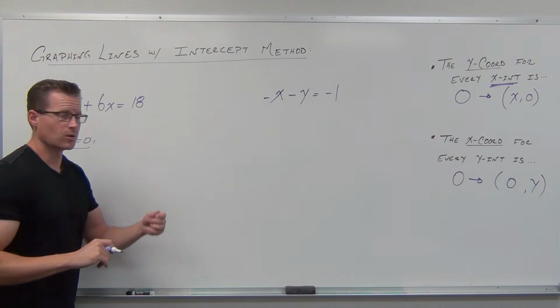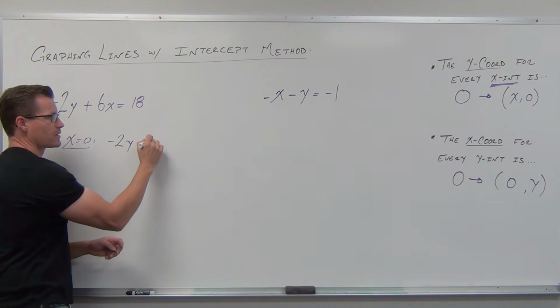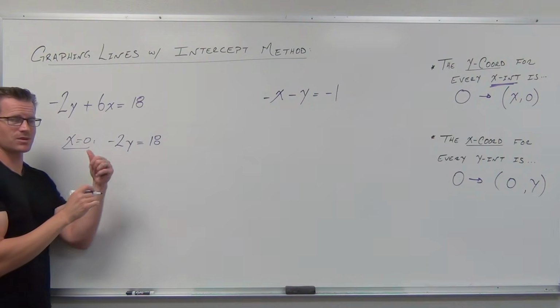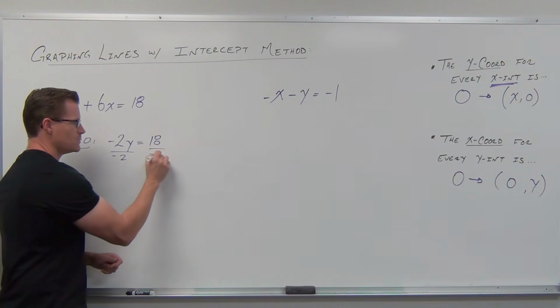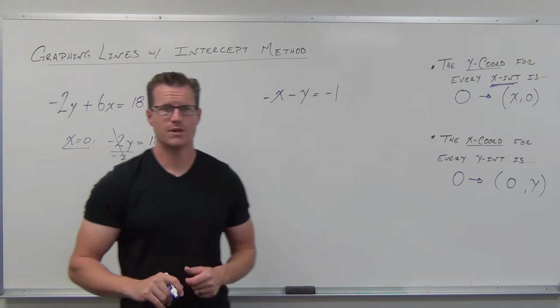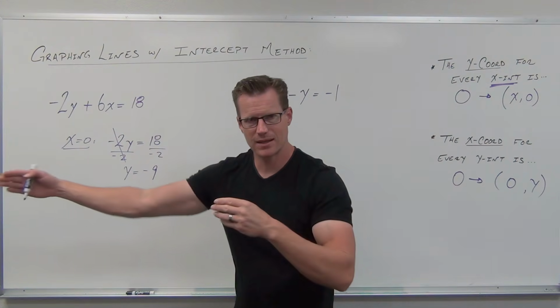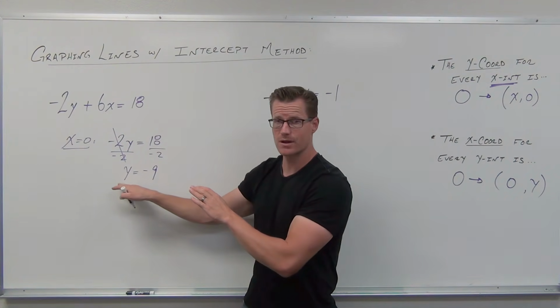If x equals 0, then this whole term is essentially gone. We are left with negative 2y equals 18. I'm watching my signs and thinking I don't want to mess up my signs. If we divide by negative 2, then y equals negative 9. And right now in my head I'm thinking if I let x equal 0, I'm on the y-axis. That's why I only have a y variable left.